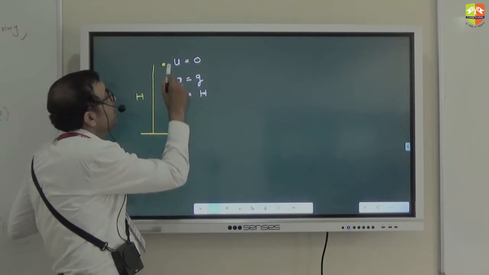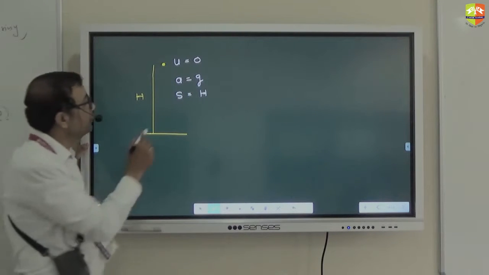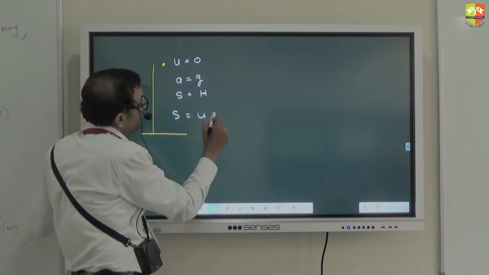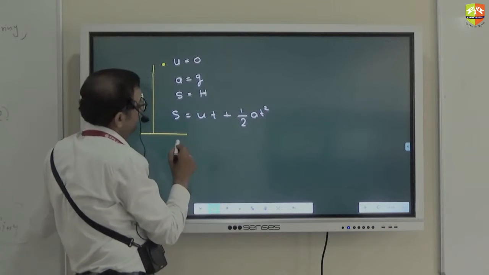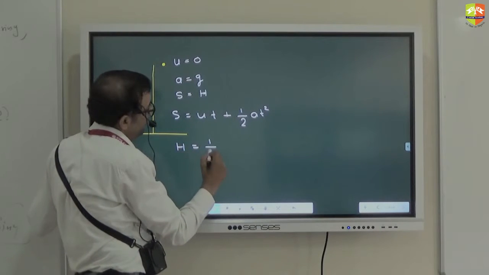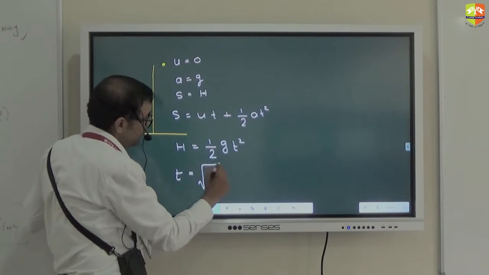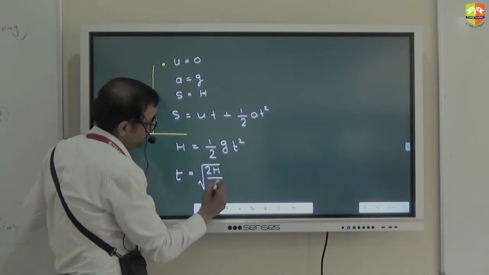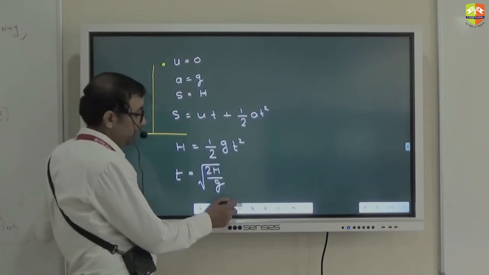I have been given u, a, and s. So which equation comes in handy? s equal to ut plus half at square. When you write this, s is h, so h is equal to half gt square, or t you will get as root of 2h by g. Understood? Any doubt? No doubts? Okay, next question.